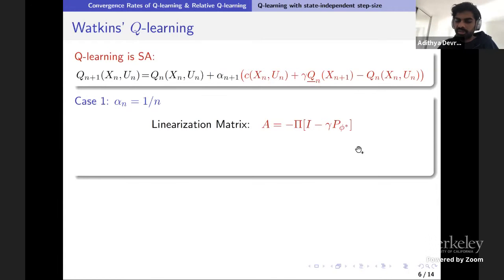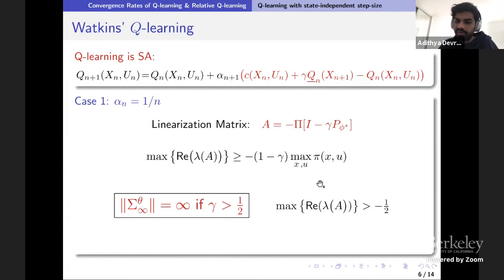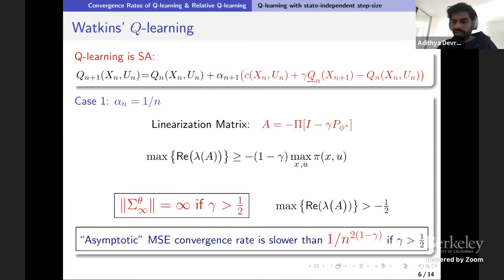So P_φ* is the transition matrix that corresponds to the optimal policy φ*. And you can show that the maximum eigenvalue of this matrix A has a real part that is bigger than or equal to this quantity over here. Again, π(x,u) is the stationary distribution of this Markov chain, and the maximum value it can take is 1, and therefore you can show that if your discount factor γ is bigger than half, the right-hand side is bigger than or equal to minus half. Therefore, the asymptotic covariance is infinite if your discount factor is bigger than half. And that implies an asymptotic mean square error convergence rate that can be much slower than 1/n, and it's given by this quantity over here.